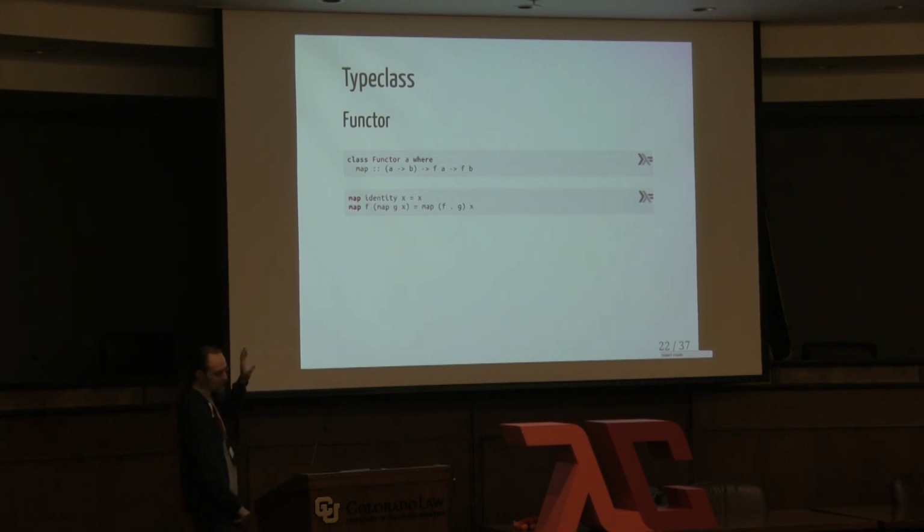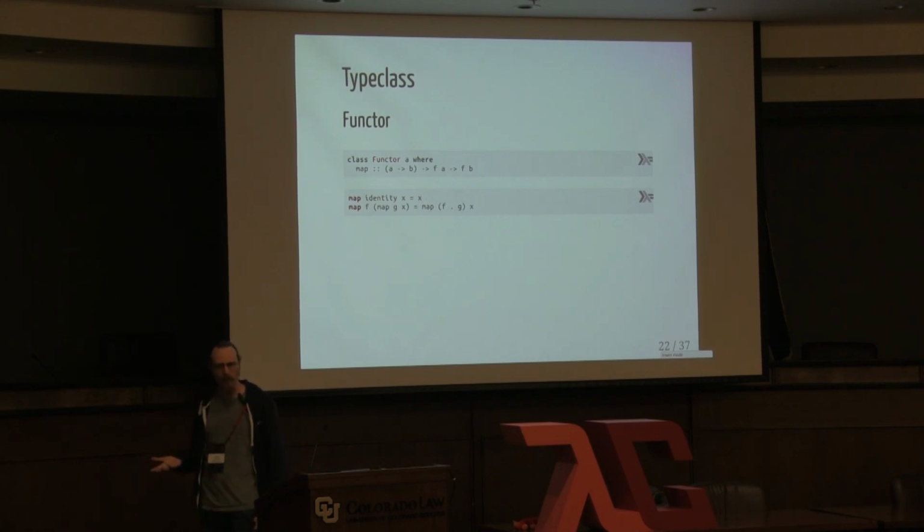And the idea here is the two laws. The identity law: when you map over the identity function, you get the exact same thing back. And the other one is the composition law. Dot is the composition operator, which says compose those two functions and then apply them over the data structure X.